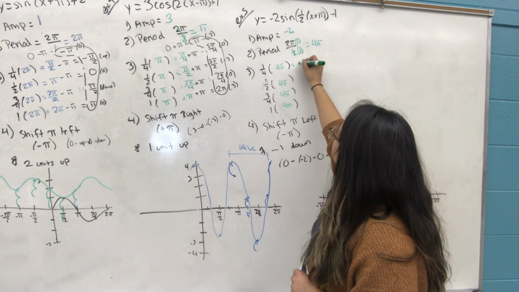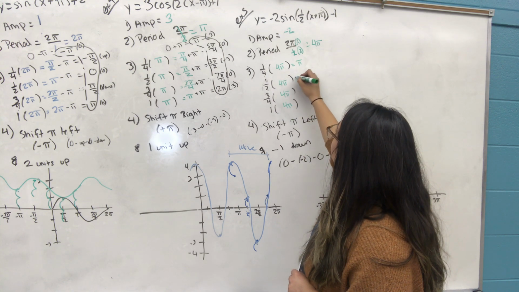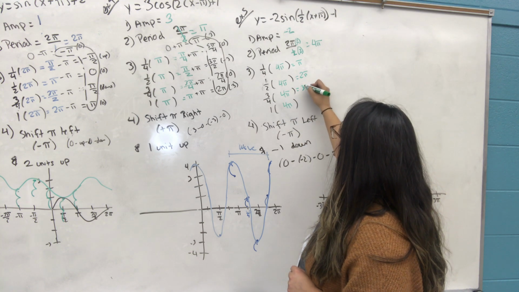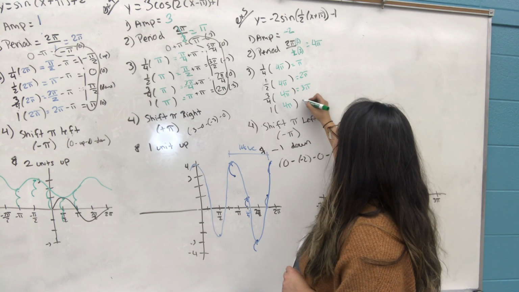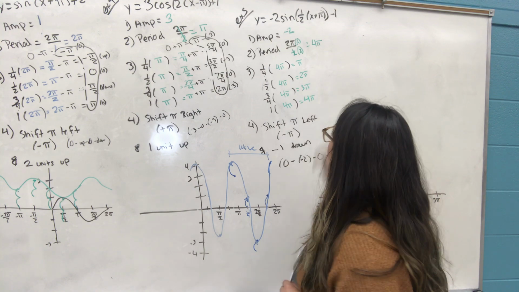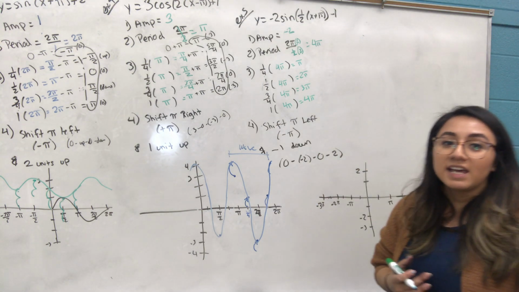1/4 of 4 is radians. Half of 4 is 2 radians. 3/4 of 4 is 3 radians. And then 1 of 4, it's 4 over 4, 4 radians. It's just 4 radians there. So I divided it. It divided evenly.